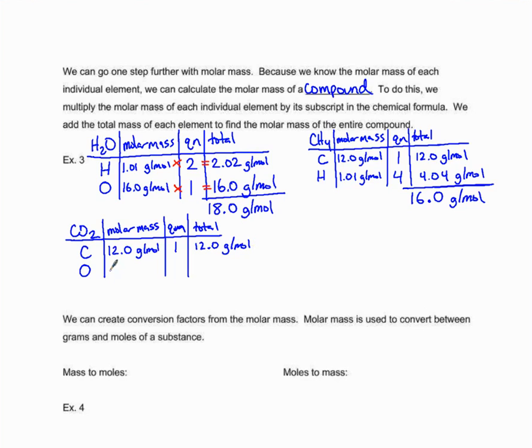For oxygen, the periodic table gives us the molar mass. Rounding says 16.0. The formula tells us there are 2 of them. And so this is 32.0 grams per mole. Totaling these up, 44.0. With units, it is grams per mole. Let's draw some lines here.